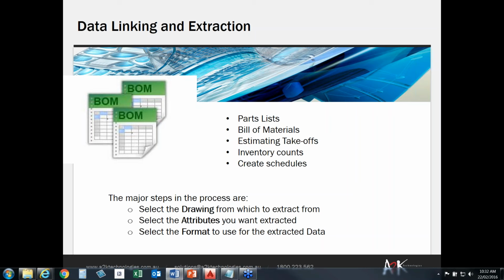So the major steps involved in this process are selecting the drawing or drawings from which to extract, because you can extract from multiple drawings at the same time, then selecting the attributes you want extracted, and not only attributes but also any objects that have properties. So any properties on your drawing can also be extracted. Once you have set up the extraction information, you can save it to a template so that you don't have to go through the entire wizard again. And then you select the format to use for the extracted data, so it can be exported to an external file or used to create an AutoCAD table.